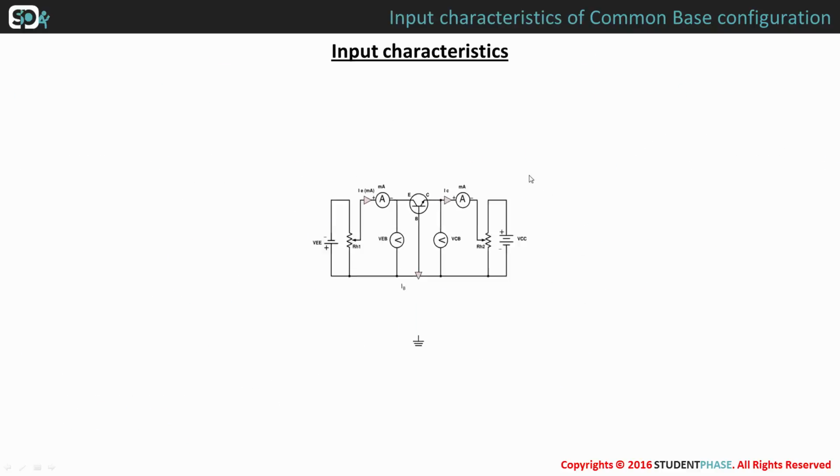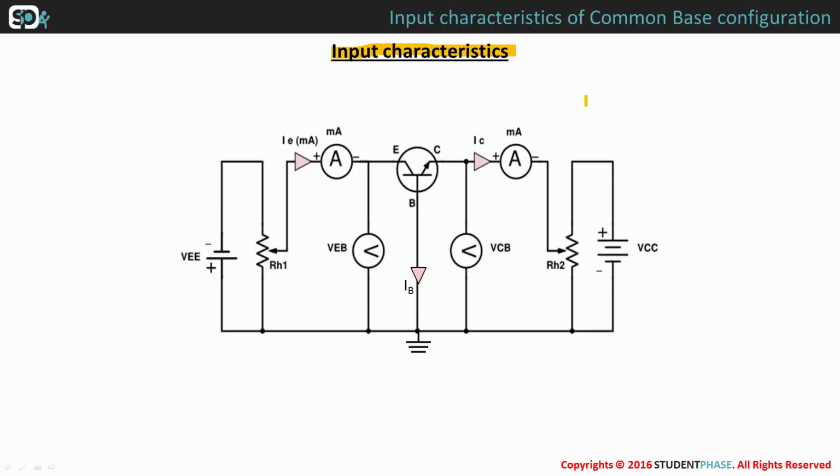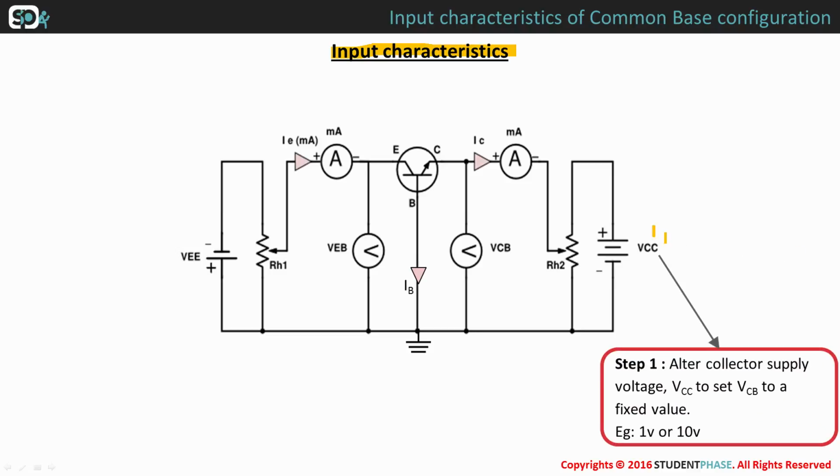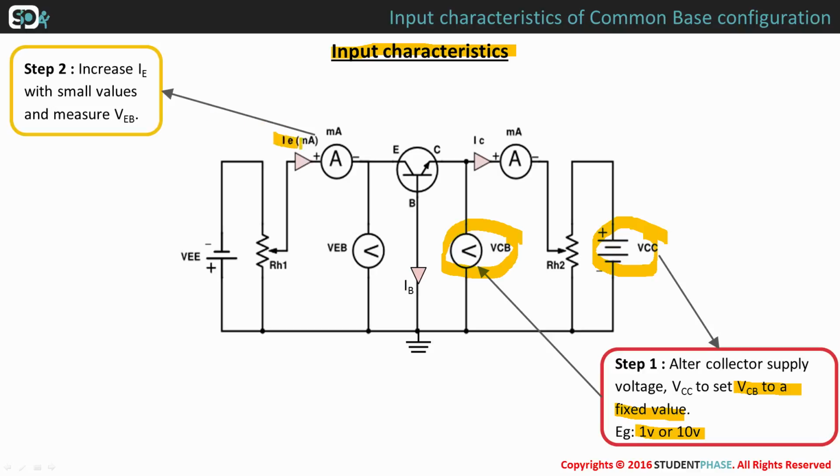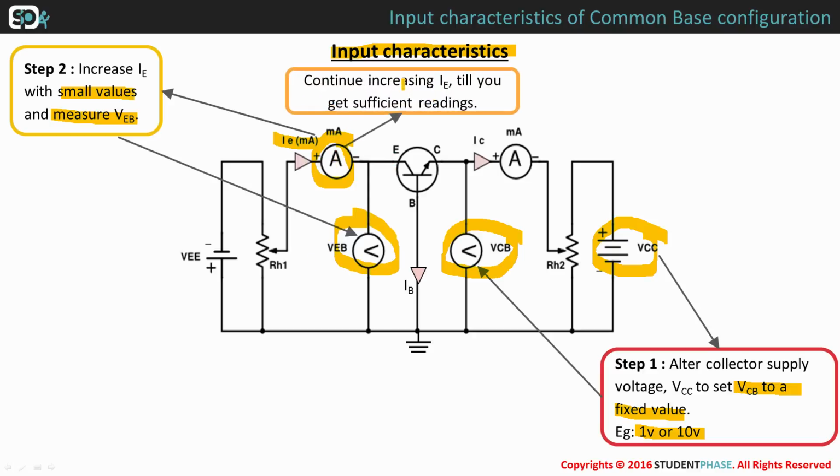Now let's move on to the input characteristics of CB configuration. To obtain this, there are certain procedures. Alter collector supply voltage VCC to set collector base voltage VCB to a fixed value, say 1 volt or 10 volts. Now, increase emitter current IE in small values, say 1 milliamp, and record values of emitter base voltage VEB. Continue increasing IE till you get sufficient readings.